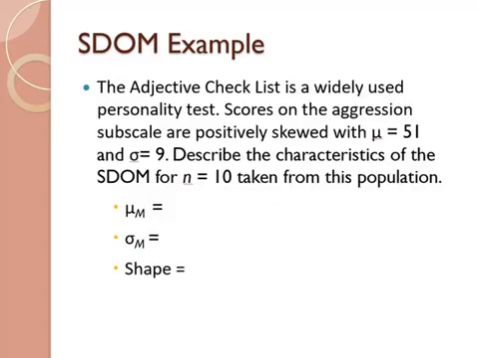Here's another example. Go ahead and I'll read it to you and then pause the video and give it a shot. The adjective checklist is a widely used personality test. Scores on the aggression subscale are positively skewed with a mean of 51 and a standard deviation of 9. Describe the characteristics of the sampling distribution of means for n equals 10 taken from this population. So pause the video, figure this out.